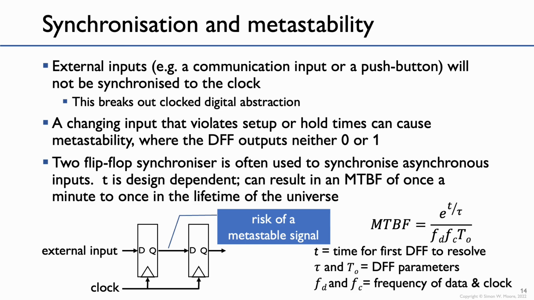The slower the clock frequency is, the better it is as well. If we look on the top line, then we've got this e to the power of t over tau, and this is absolutely critical. So if t is too short, then because it's to the power of e, we can very easily change the MTBF from being once in the lifetime of the universe, which is good enough for me, to say once every second. And this actually is a real problem.